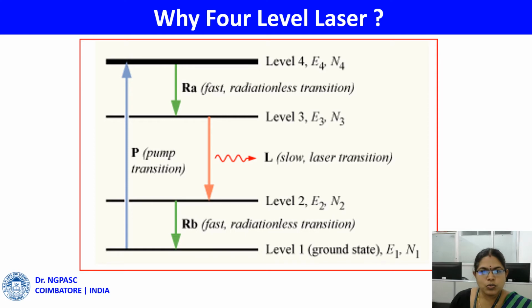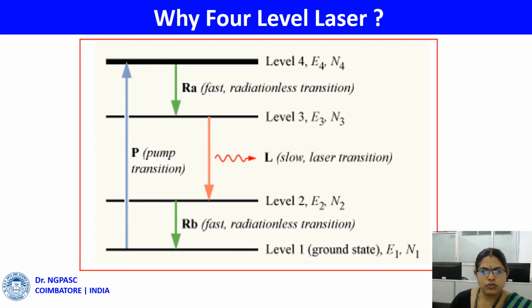So why is the four-level laser system more important than the two-level and three-level laser system? In a four-level laser system, we have four energy levels from E1 to E4. E1 is the ground state energy level and E4 is the highest energy state. The number of atoms present in E1, E2, E3 and E4 are represented as N1, N2, N3 and N4 respectively. In a four-level laser system, the atoms from ground state E1 are raised to excited state E4 with the help of a pumping source.